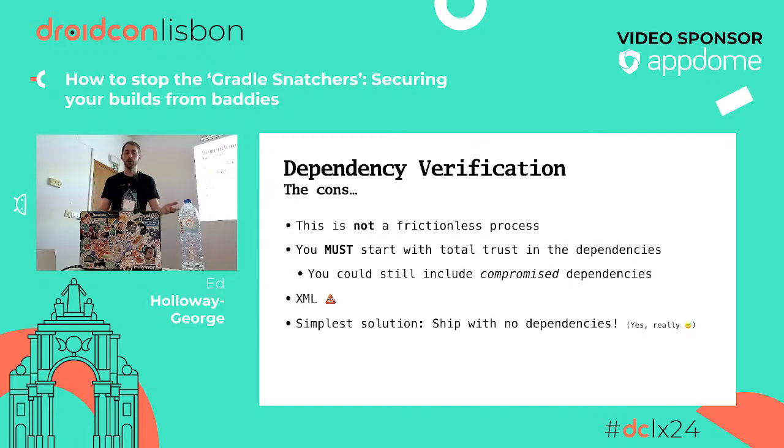But there are cons. There are always cons. This is really not a frictionless process. This is something that is quite frustrating. And when you are starting this process, you must start from a point where you trust all the dependencies. So if you were to run the scripts and the things that we've just looked at, you would need to, at this stage, manually verify every single thing and make sure that you are happy that you are starting from a point where you have complete trust. If you don't, then there's no point doing this.